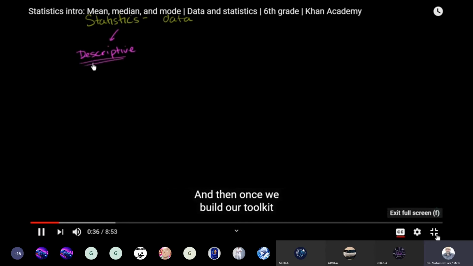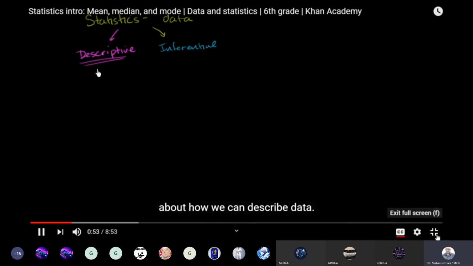And then once we build our toolkit on the descriptive statistics, then we can start to make inferences about that data, start to make conclusions, start to make judgments, and we'll start to do a lot of inferential statistics, make inferences. So with that out of the way, let's think about how we can describe the data.